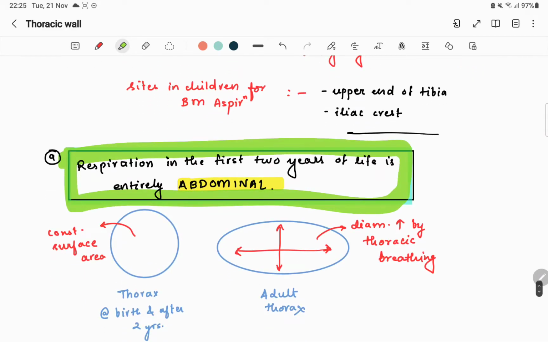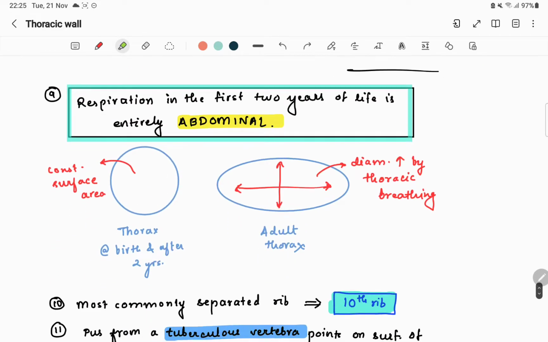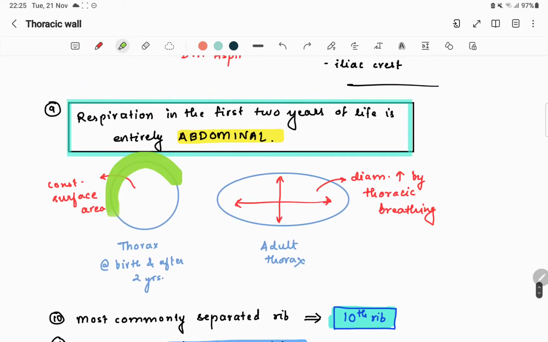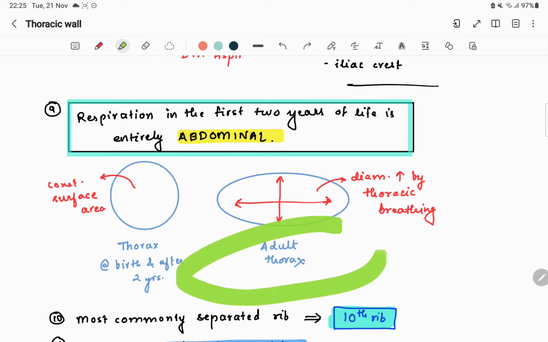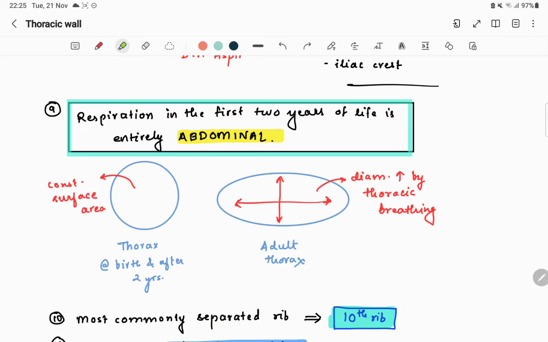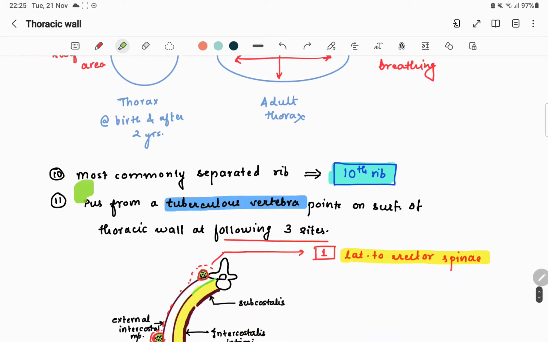Respiration in the first 2 years of life is entirely abdominal. After 2 years, there is a constant surface area, but in the adult thorax the diameter increases due to thoracic breathing. So respiration in the first 2 years is entirely abdominal respiration. The most commonly fractured rib is the 10th rib.